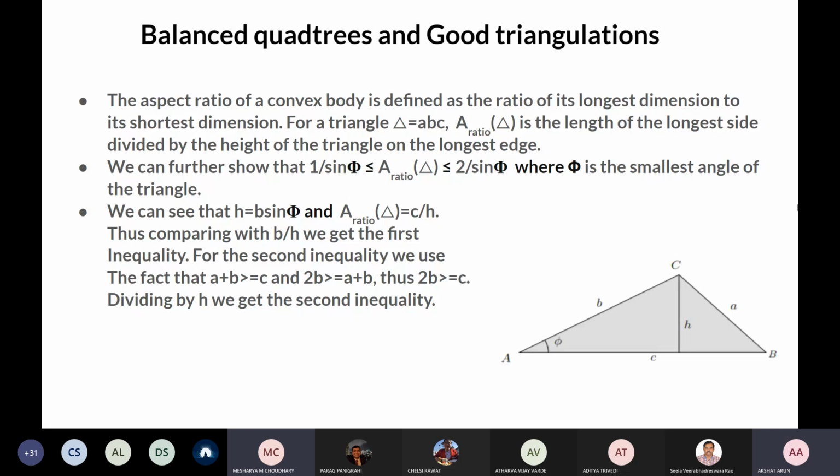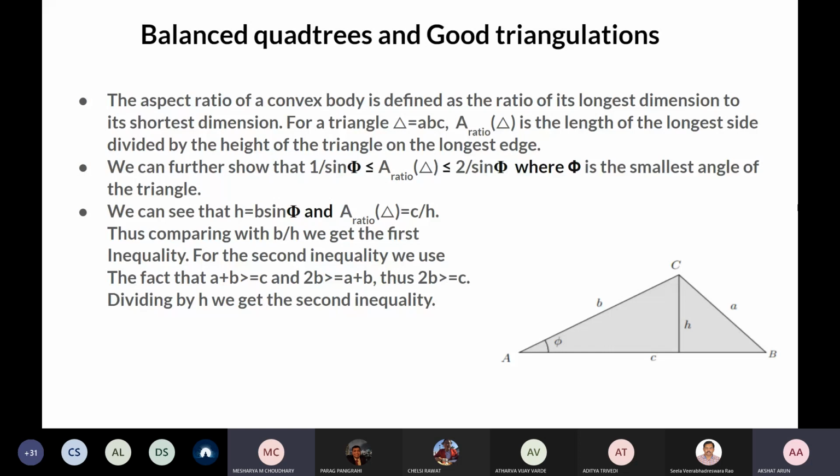Balanced quadtrees and good triangulations. The aspect ratio of a convex body is defined as the ratio of its longest dimension to its shortest dimension. For a triangle ABC, the aspect ratio delta is the length of the longest side divided by the height of the triangle on the longest edge. We can further show that 1 by sine phi is less than or equal to the aspect ratio delta, which is less than or equal to 2 by sine phi, where phi is the smallest angle of the triangle.